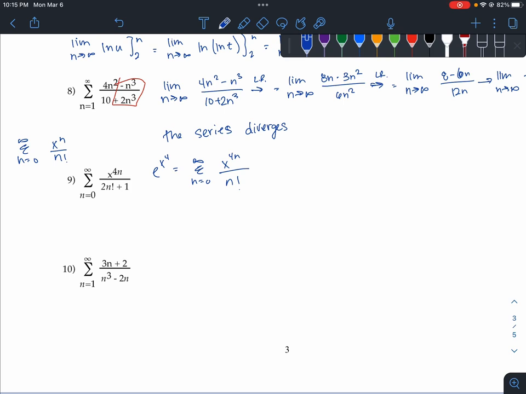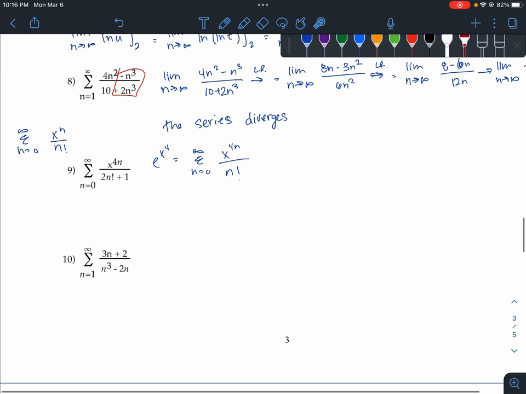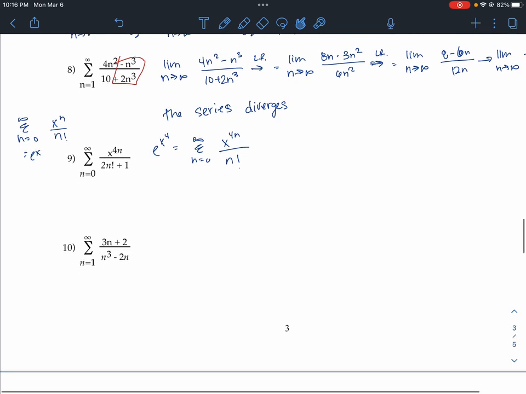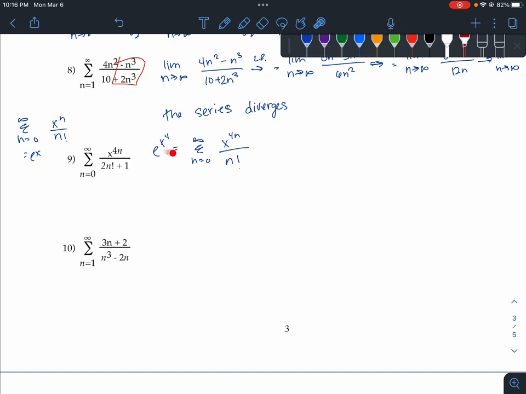Now, the reason why we want to use this is because according to the direct comparison test, what you want to do is take a series that you know, in this case a Maclaurin series. Now we know this series right here, if you remember from the Maclaurin series, converges for all x, for e to the x. So this is equal to e to the x for all x. Okay, that means this one also converges to this e to the x function for all x.